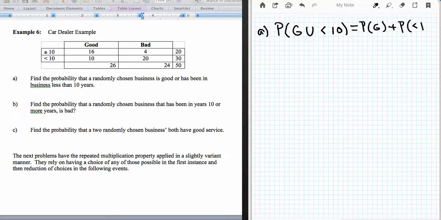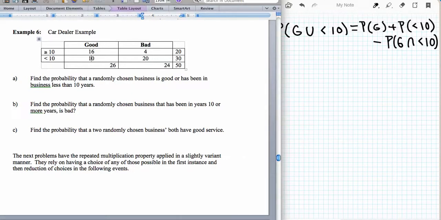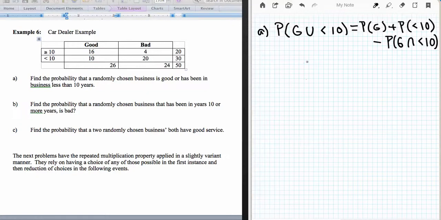But because we're talking about a two-way table where there is dependence, we have to take out the thing that we have counted twice, the good service and the less than 10 years of service. When we find the probability of good service, we're adding up all these values, and then for less than 10 years of service, we're adding up all these values, and we will have counted this one right here twice, and that's the overlap one. That's the good service and less than 10 years of service that we have to take out.